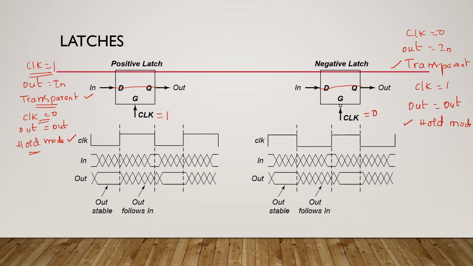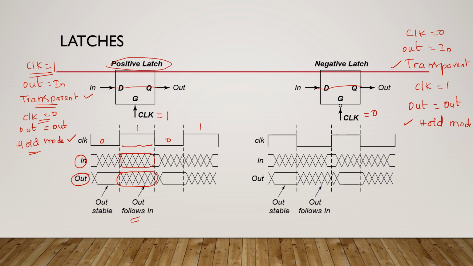This timing diagram clearly shows that my clock is 0 here, then 1, 0, 1. It is a positive latch, so my clock is 1 during this period. During this time, whatever changes at the input side, this is my input, the same is replicated at the output side, right? So during clock 1, whatever changes at the input side is replicated here. That means the output follows the input, right? I told you that the latch is in transparent mode when the clock is 1.